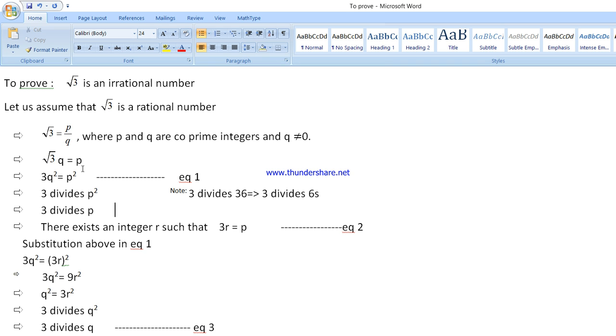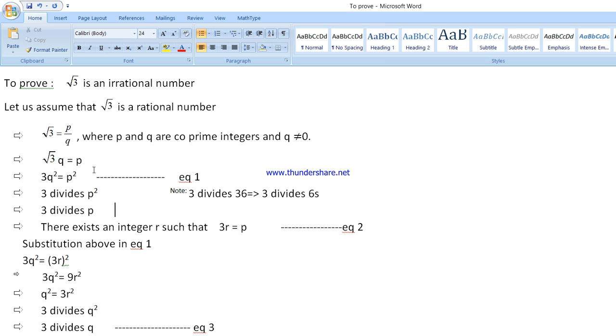If 3 divides 36, or I can say 3 is dividing 6 square, which is true, I can also say that 3 divides 6. It's true. In the same way, one more example. If 3 divides 144, 144 is basically 12 square. So, if 3 divides 12 square, I can also say that 3 divides 12, which is also true. So, if 3 divides p square, then 3 divides p.